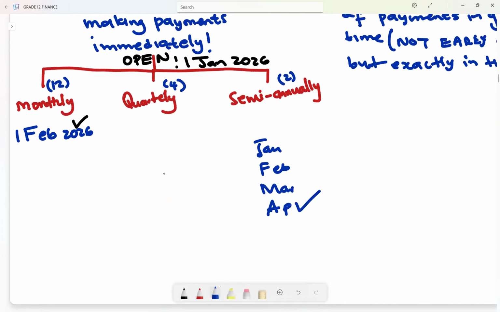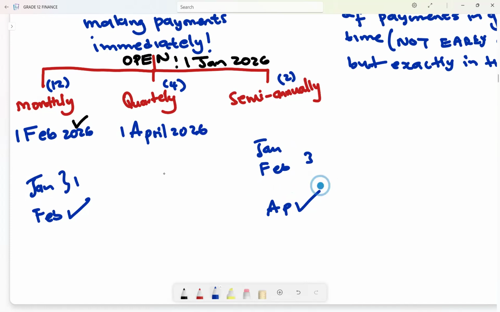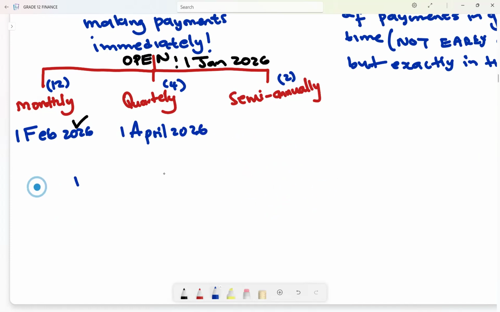Here, remember you skipped what? You skipped January. Here you skipped January and start making payment in February. You skipped only 1 month, then you make a payment. Here you skipped 1 to 3 months. Can you see? You skipped what? The first 3 months. Here you skipped only the first 1 month. Then it means here you should start making payment on the 1st of April 2026. I hope that's clear.